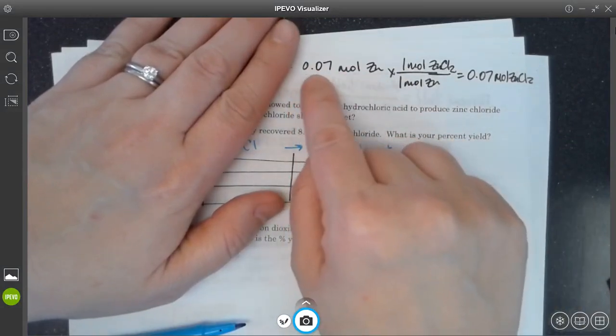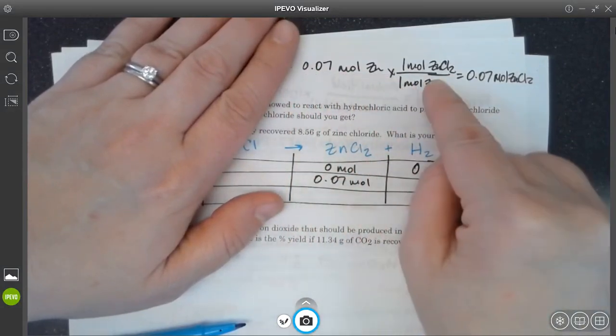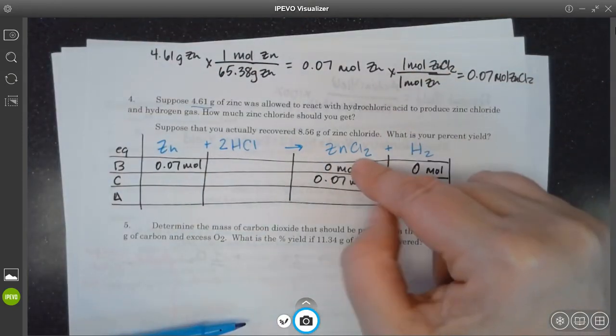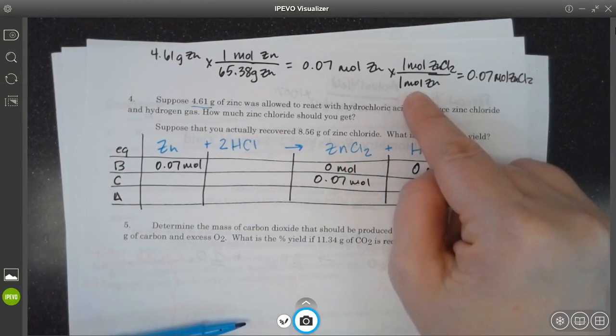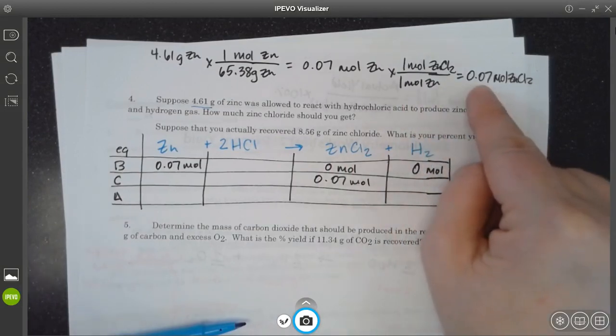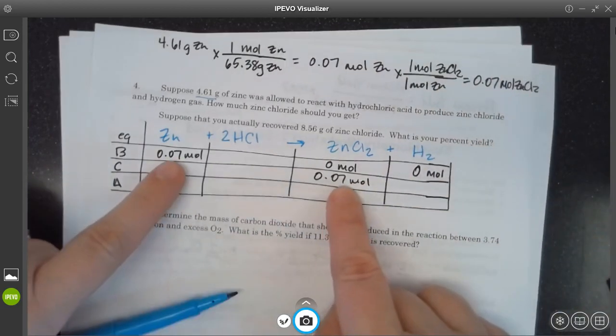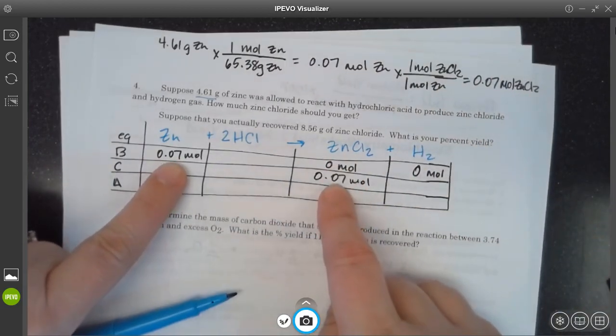So I've got 0.07 moles of zinc times, for every 1 mole of zinc chloride I produce, I'm going to need to use 1 mole of zinc. And that tells me I've got 0.07 moles of zinc chloride. So that's how I went from zinc to zinc chloride.